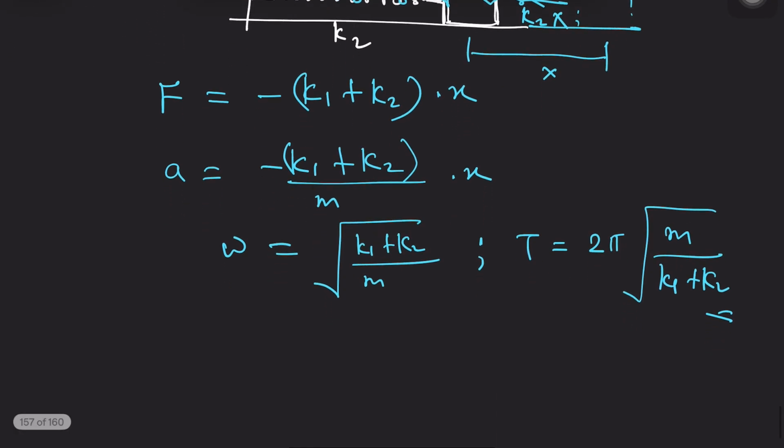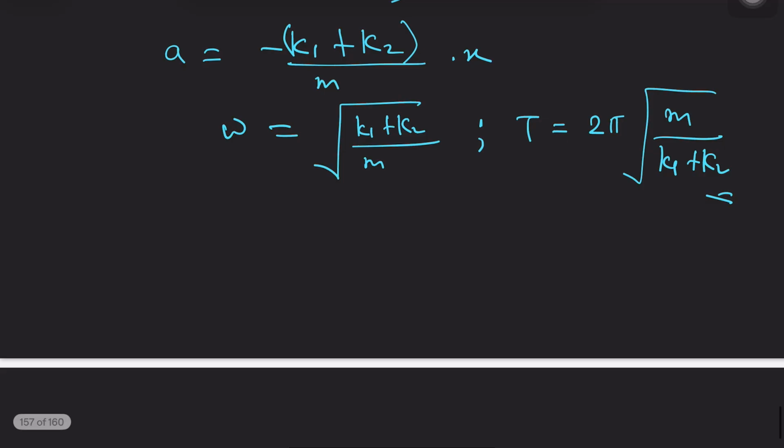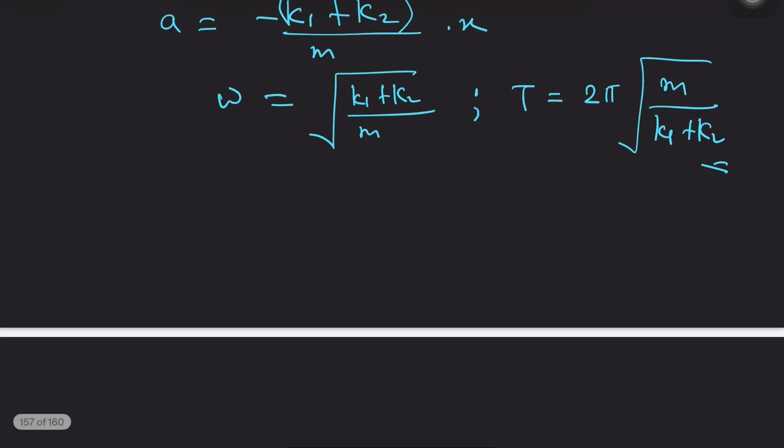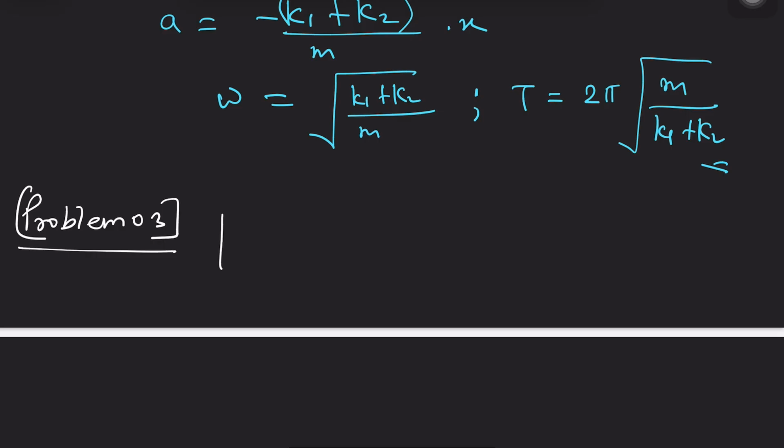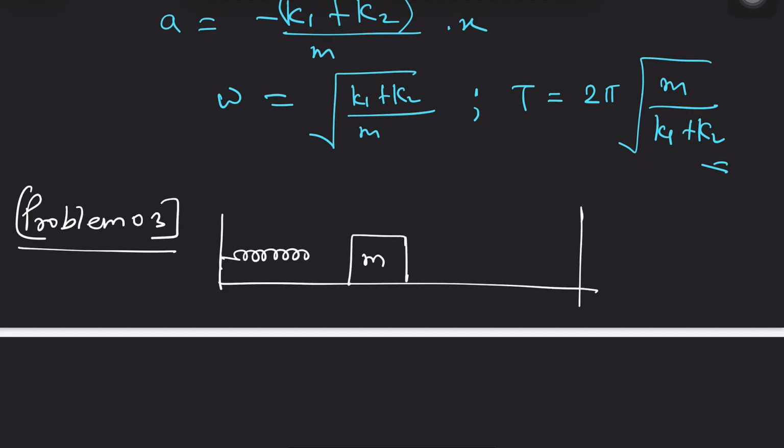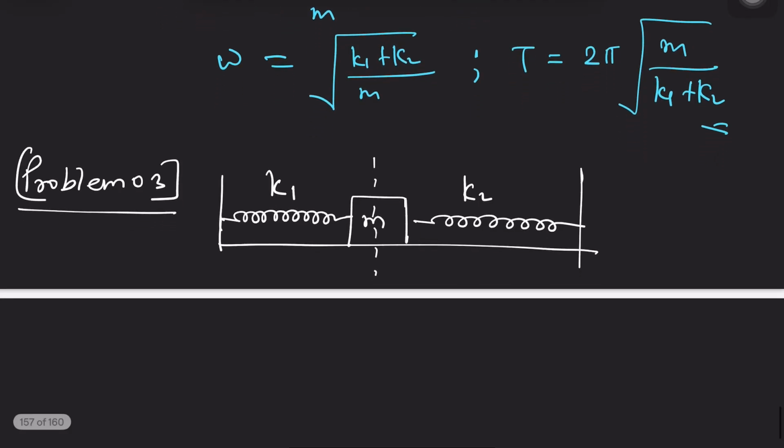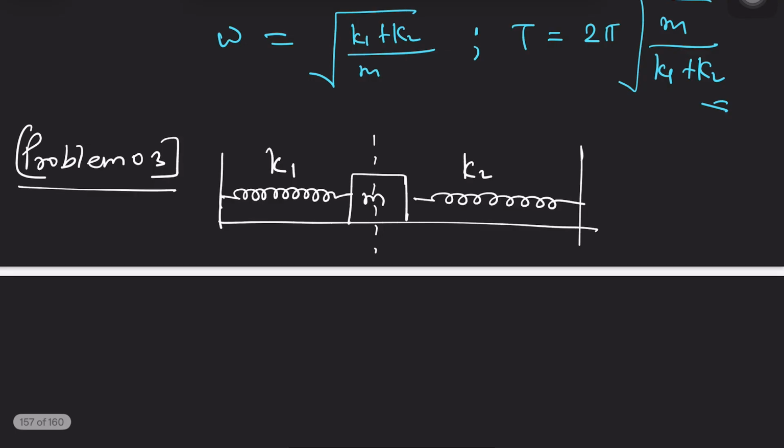Okay, one more problem I'll take for you. Let's say this problem, problem number 3. If you want, you can try by yourself also. Okay, let's see, guys. In this problem I have one block and two springs like this. This is k1 and this is k2, and right now both the springs are at their natural length. Now if I want to find the time period of this block, if it is performing SHM, what would be the time period?